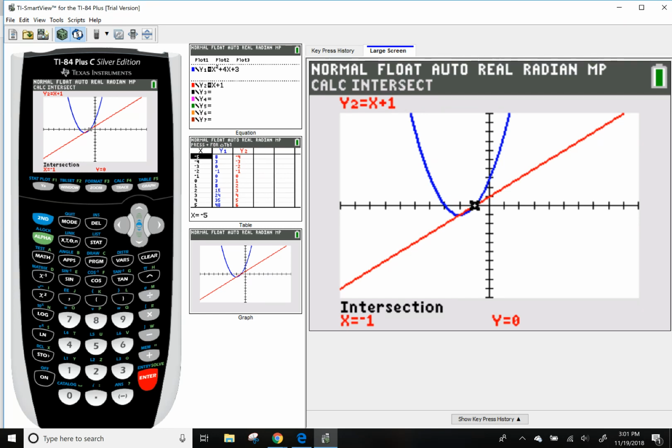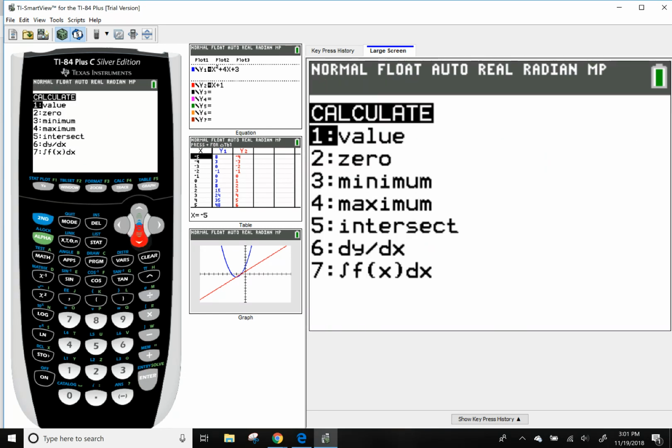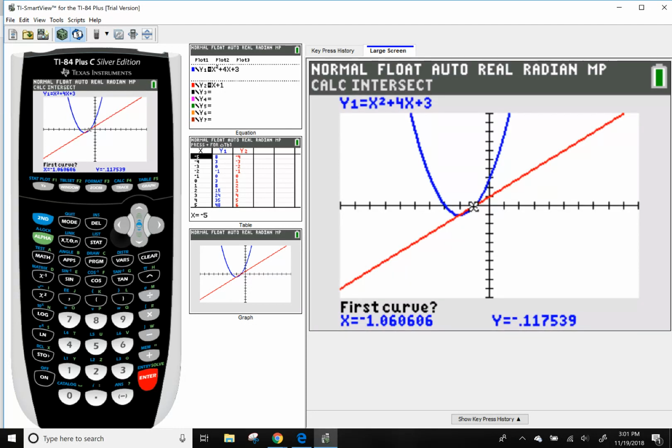And you could test that again for the other point. Hit second, trace again, choose intersect, and move it over to where it looks like they're crossing on the other point. They look like they're crossing right about there. I'll hit enter 3 times, and it says it guesses at -2, -1. So there's a couple things you can do, but there's your answer either way.